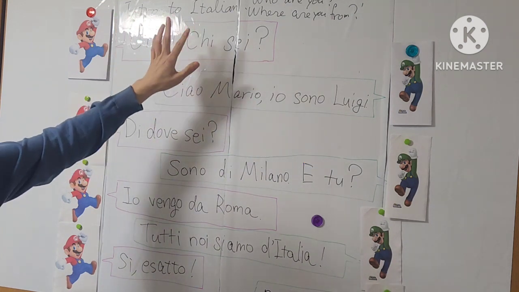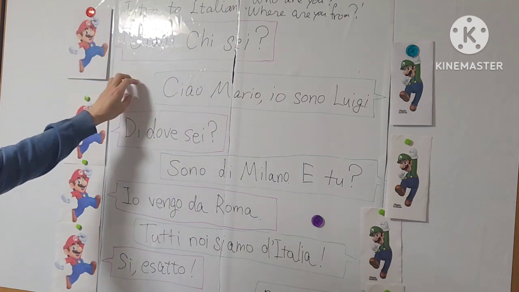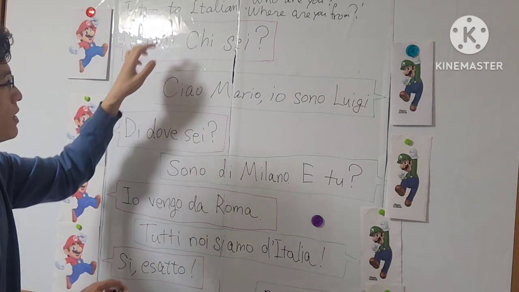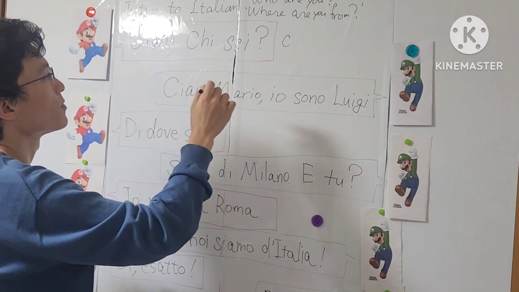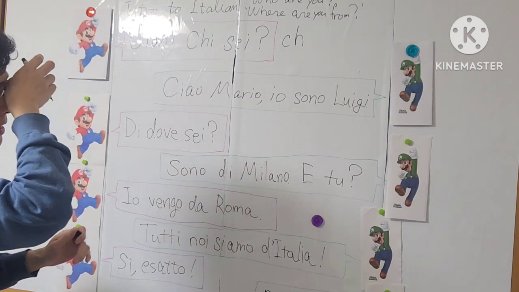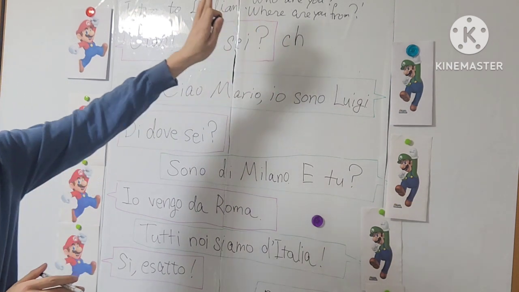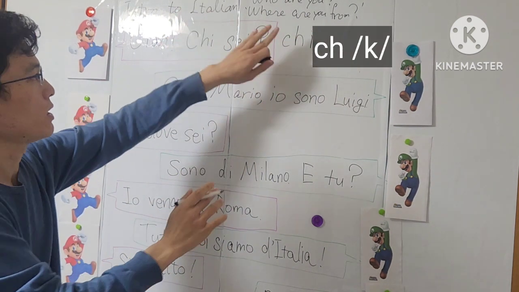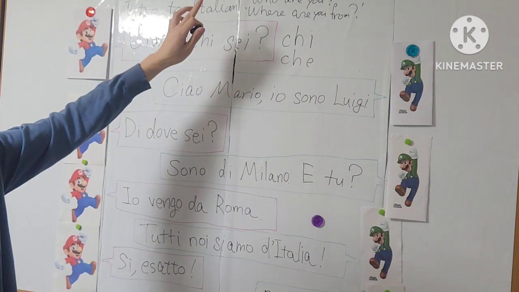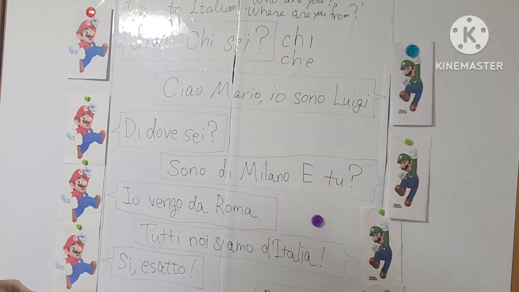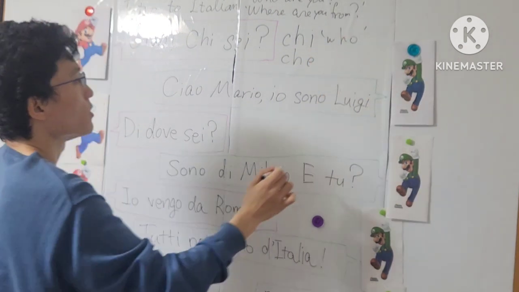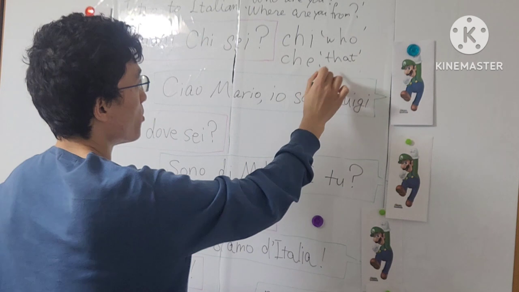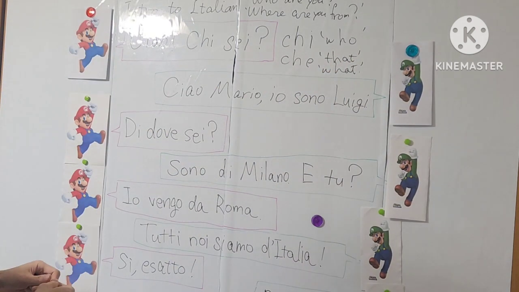Chi sei? Chi sei is who are you? Precisely, chi is who. A point of caution is that in Italian, the series of letters C and H is pronounced K when followed by E or I. Ki and ke. So ki means who, and ke means that or what, but this is not included in today's main topic.